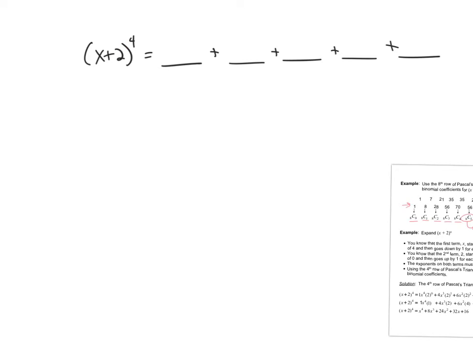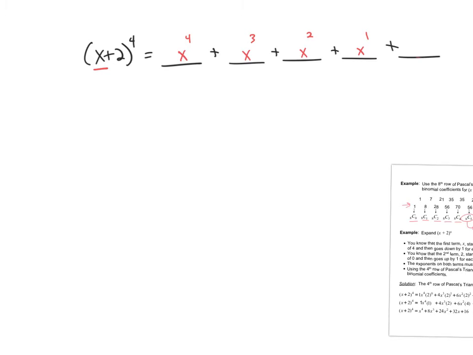Okay, then the first thing I would do is look at my x, and this is going to be x to the 4th, x to the 3rd, x to the 2nd, x to the 1st, and x to the 0. But in looking at this, anything to the 0 power is just 1, so I really can just leave that off because it's just a 1.